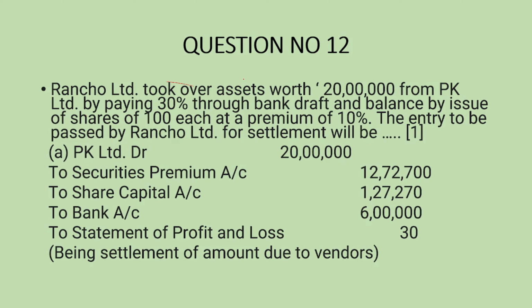Rancho Limited took over assets worth rupees 20 lakhs from PK Limited, paying 30% through the bank draft and the balance by issue of shares of rupees 100 each at a premium of 10%. The entry passed by Rancho for settlement will be, there are four options given, that is PK Limited debit, to securities premium account, to share capital account, to bank account, to statement of profits, and you can see the amounts written beside.